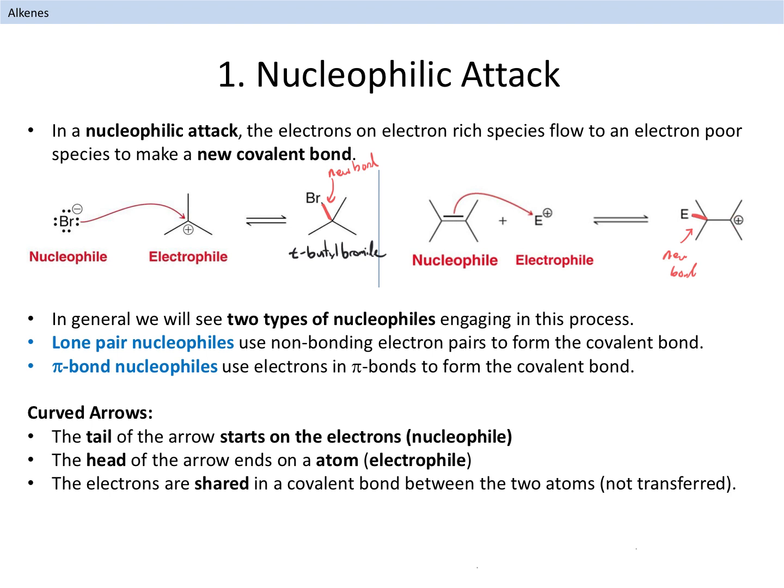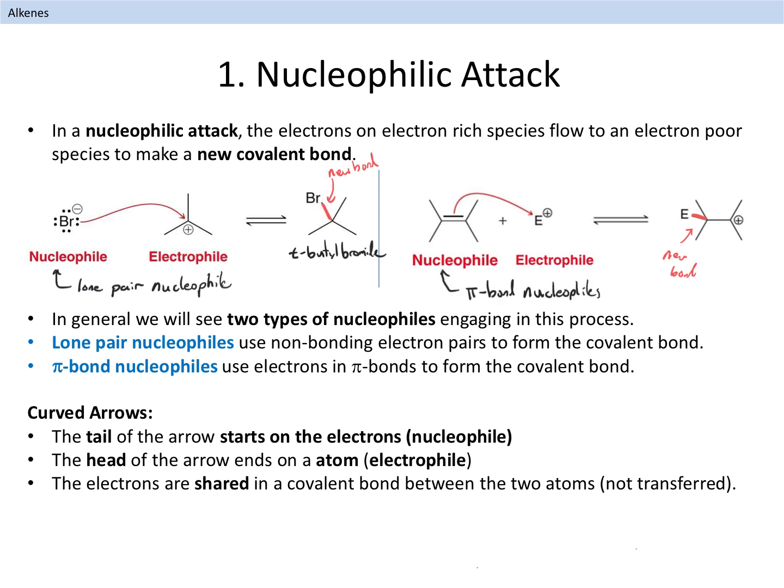In general, we will see 2 types of nucleophiles engaging in the nucleophilic attack process. First, there are lone pair nucleophiles. These nucleophiles use non-bonding electron pairs to form the covalent bond with the electrophile. Imagine a lone pair of electrons, which is not involved in any bond within the nucleophile, being donated to the electron-deficient site of the electrophile, creating a new bond.